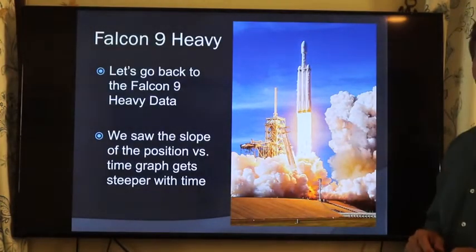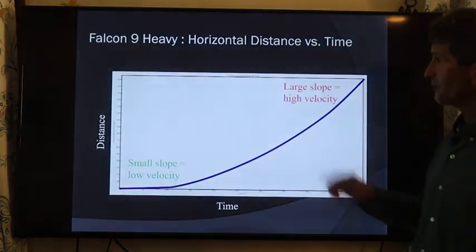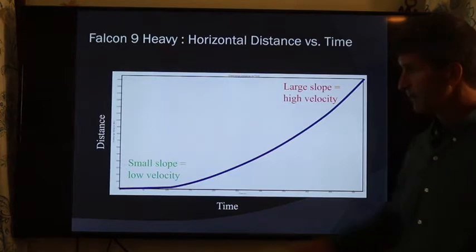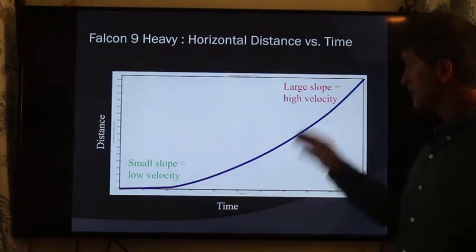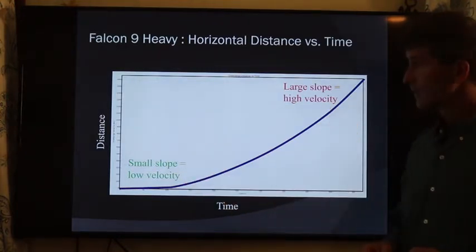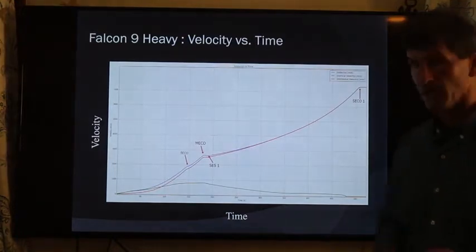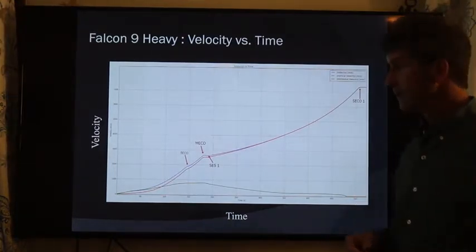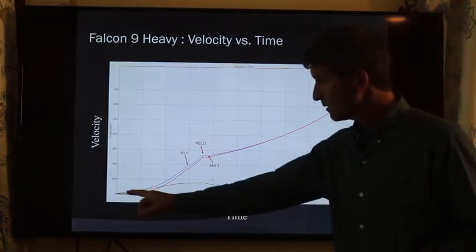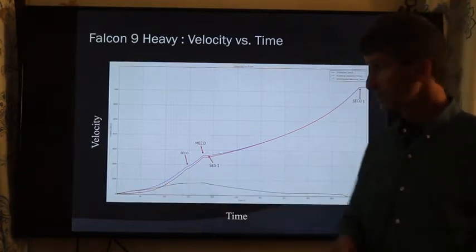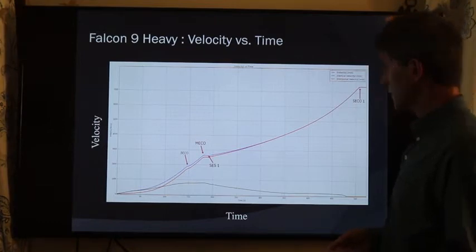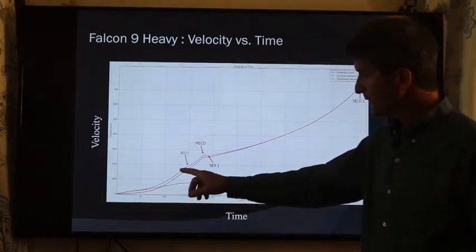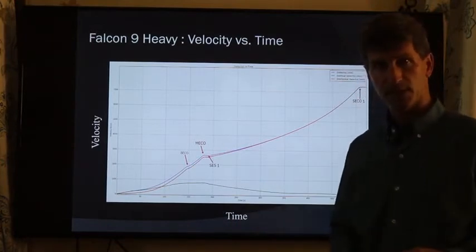Back to our Falcon Heavy. When we graphed distance as a function of time, we got this graph. Smaller slope at the beginning, larger slope at the end. Now we can also graph velocity as a function of time and see what the acceleration is doing. This is interesting. Follow the blue, because that's the total acceleration that's going on. The velocity is becoming greater and greater, but the slope is becoming steeper and steeper.